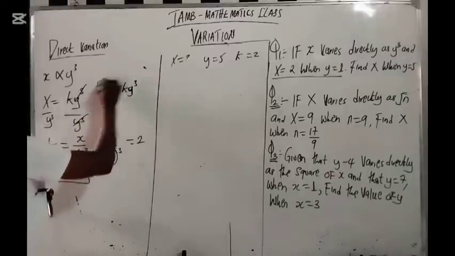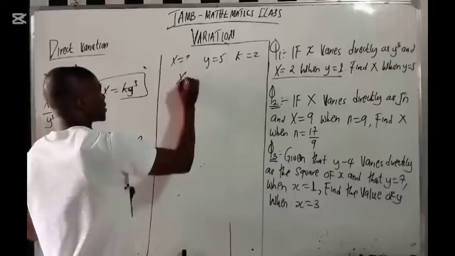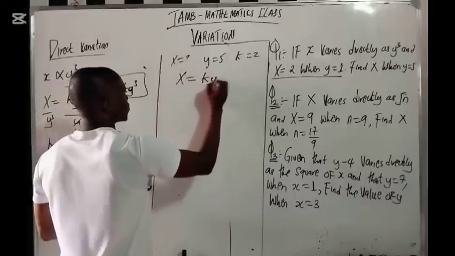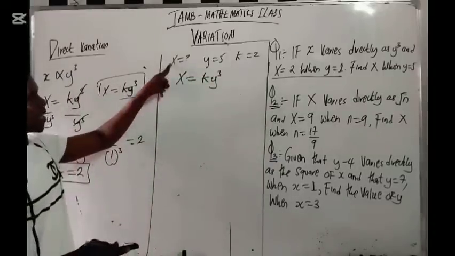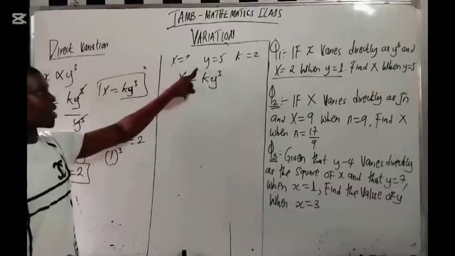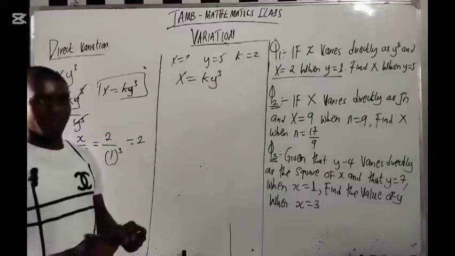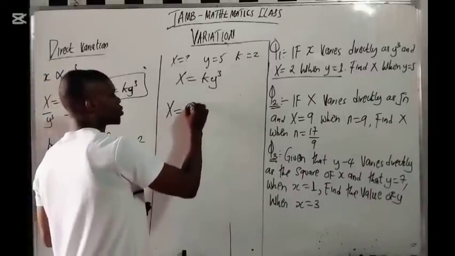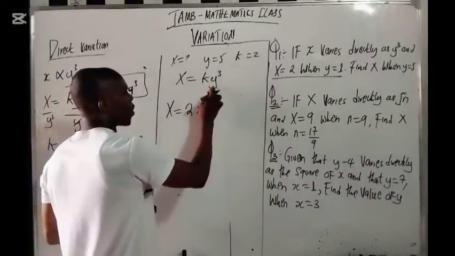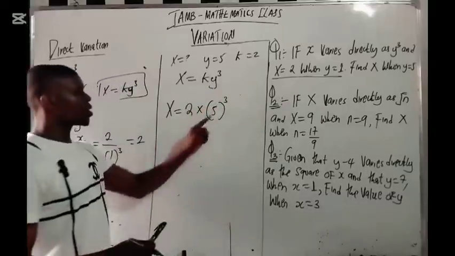So from here, this is where you make k your subject of formula. So I want to use this one here: x equals k y raised to 3. Can you see that? So I'm looking for my x, right? I know my y to be 5. I've calculated my k to be 2. So what I want to do here is to input my values. So it's going to be x equals 2 times my y, which is 5 raised to 3. Okay.